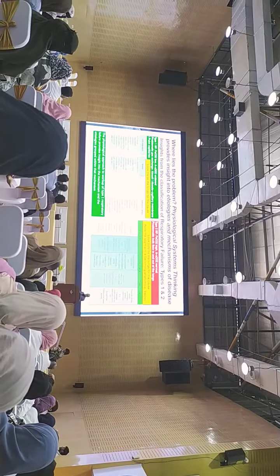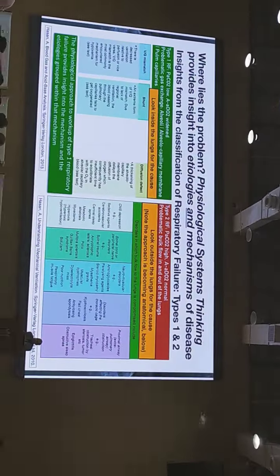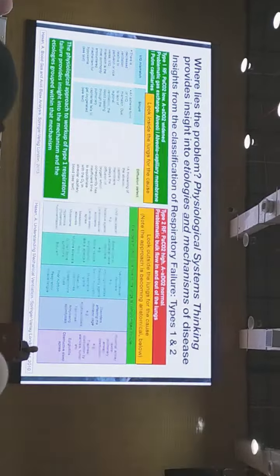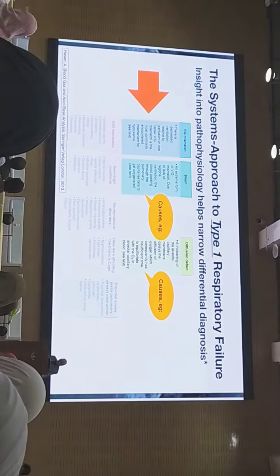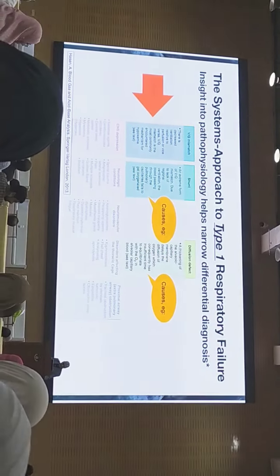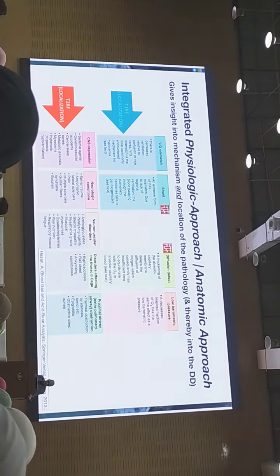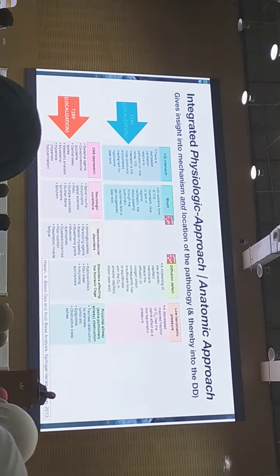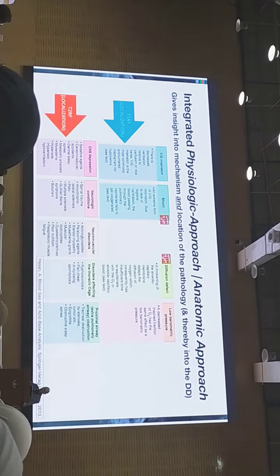Type 2 respiratory failure, you have half the differential diagnosis, and now you are able to focus on 50% of those differential diagnoses. Of course, nothing is absolute, there are always exceptions. So, the systems approach to type 1 respiratory failure gives you insight into pathophysiology and helps diagnose the differential diagnosis. But if you bring the anatomical approach into it, it also gives you the location of the pathology.